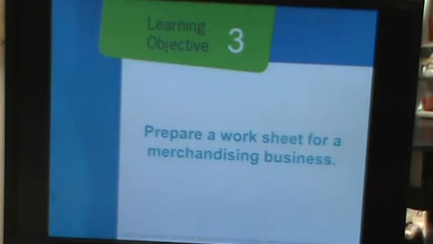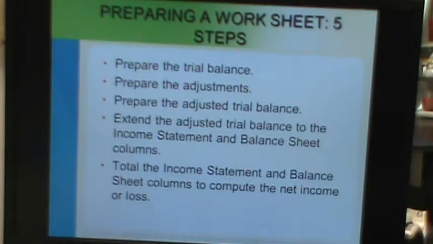So the last thing we're going to do is prepare a worksheet for a merchandising business. First of all, we're going to prepare the trial balance, which should be done for you in most of your homework. The next thing we're going to do is prepare the adjustments. And then we're going to do the adjusted trial balance just like all the worksheets we've done in Accounting 1. And then we're going to extend that adjusted trial balance to either the income statement. Remember, everything above merchandise inventory goes to the income statement, and everything below goes to the balance sheet. So the total income statement and balance sheet columns are going to be used to compute our net income or net loss.